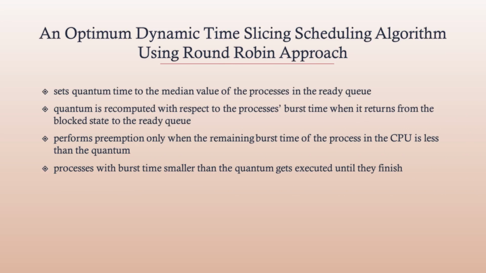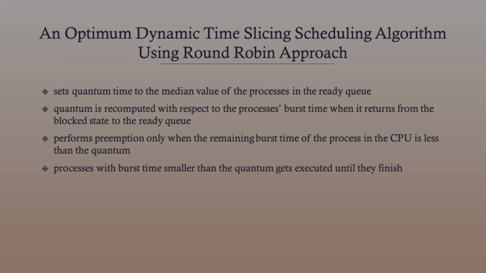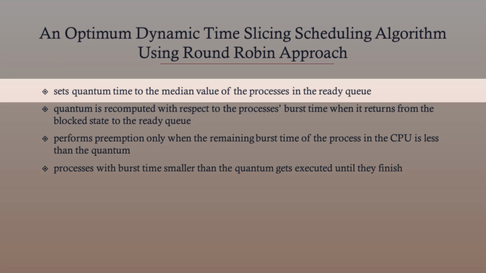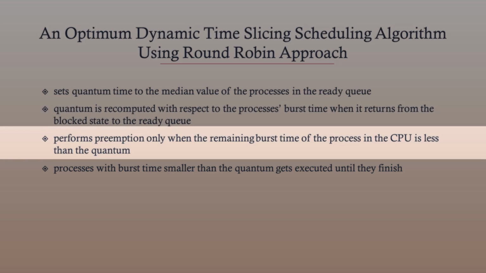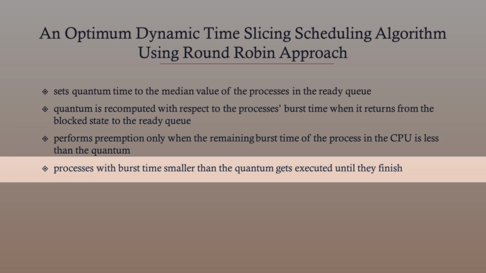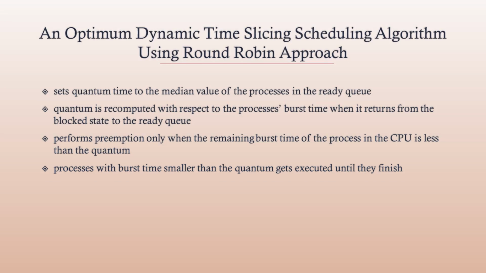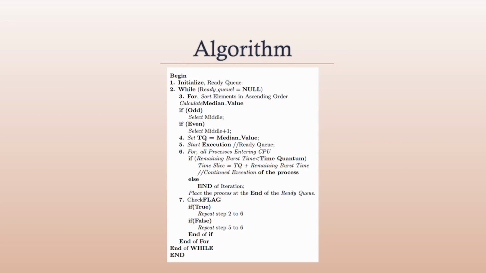The authors modified the round-robin's quantum time by setting it to the median value of the sorted processes in the ready queue. It dynamically recomputes the time quantum every time a new process enters the ready queue. It logically skips a preemption step when the remaining burst time of a process in the CPU is less than the quantum. Processes with burst time smaller than the quantum gets executed until they finish, eliminating a context switch, thus improving the original round-robin algorithm.